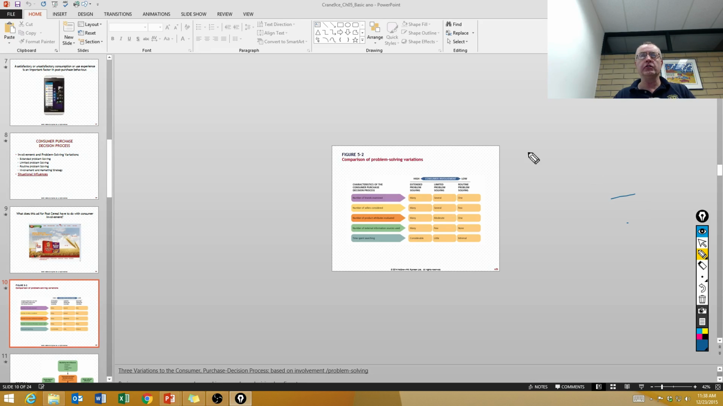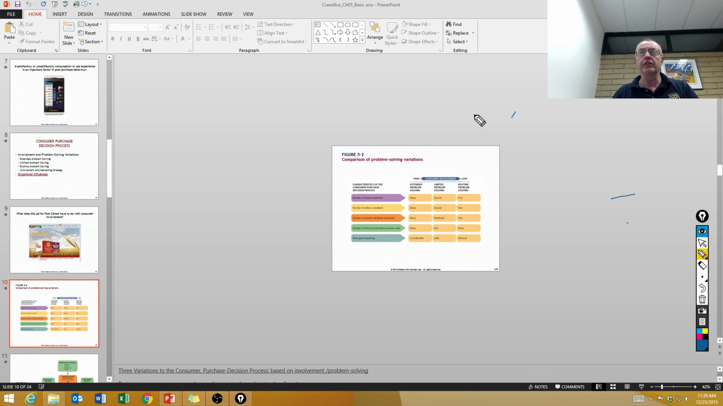Okay, so our basic purchase decision process has 5 steps: problem recognition, information search for solutions to the problem, evaluation of alternative solutions, the purchase decision, and then the post-purchase behavior. And so we have three variations in that based on how important the product is to the consumer.